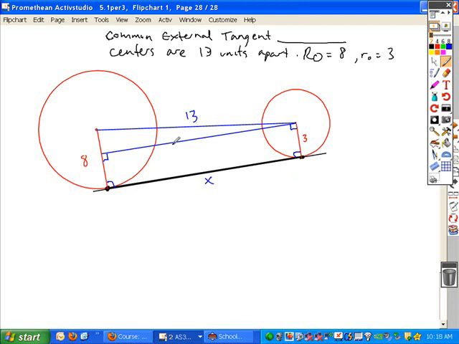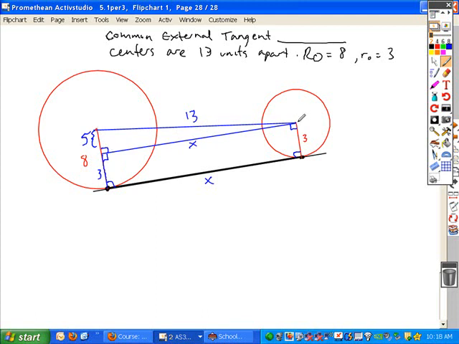So what does that mean this length up here is? X. And then if this length is 3, what does that mean this portion is? 3. Which leaves what for this portion up here? 5. Okay, once you get that value, you can now use this right triangle that's created in here.